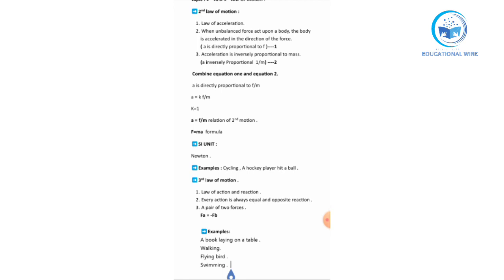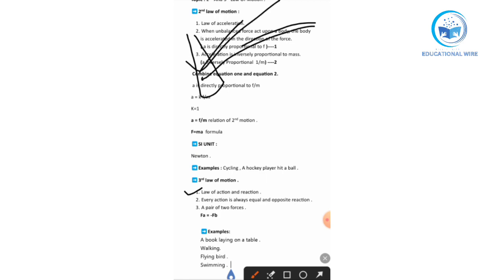Move towards the third law of motion. The third law of motion is also called the law of action and reaction. Like one person throws a ball, you put a bat there, he did the action and you give the reaction. He throws a ball to you, you hit the ball with a bat, and it goes into the reaction. After that, move to next.